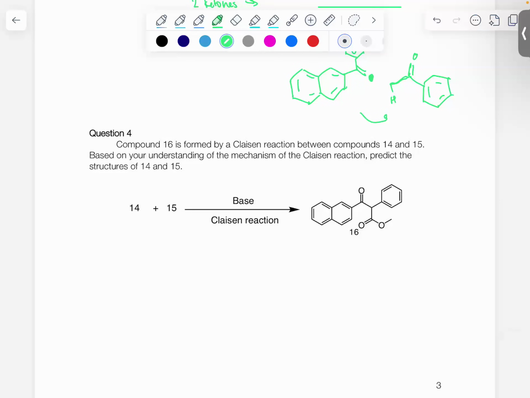Question 4 is very similar. We know with a Claisen reaction, though, that we need to start with two esters. So we're looking for, we have this carbon between our carbonyls, and that indicates to us where our oxygen used to be. So we can snip there.